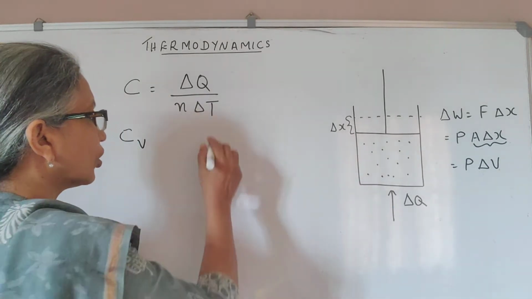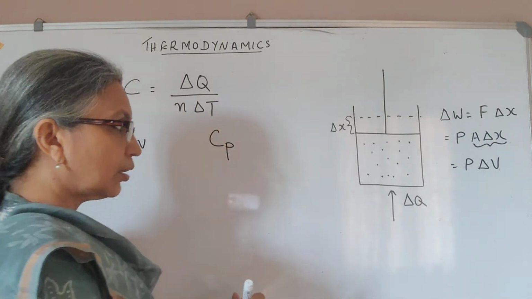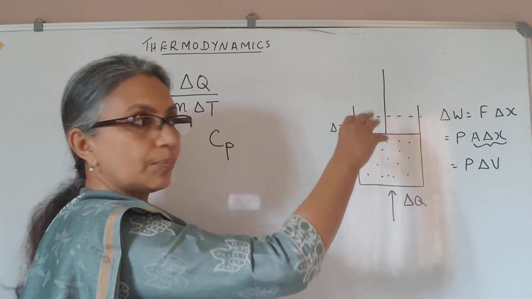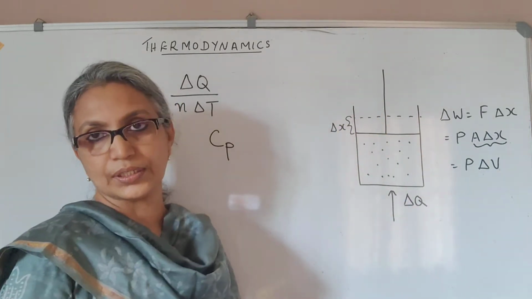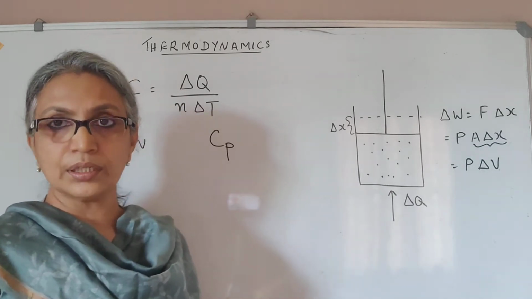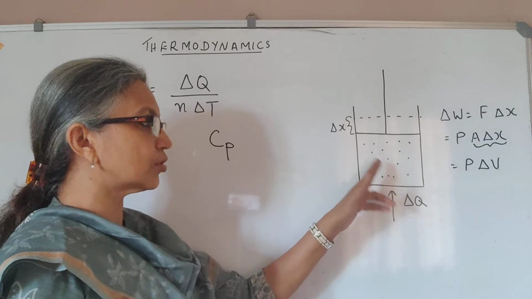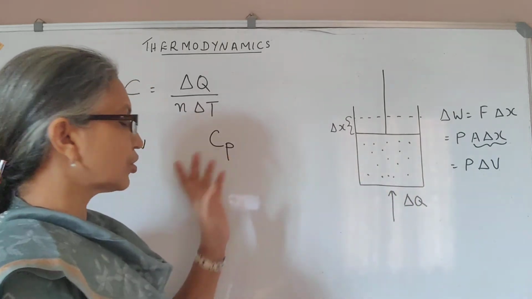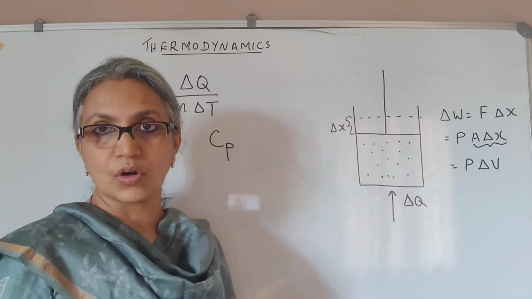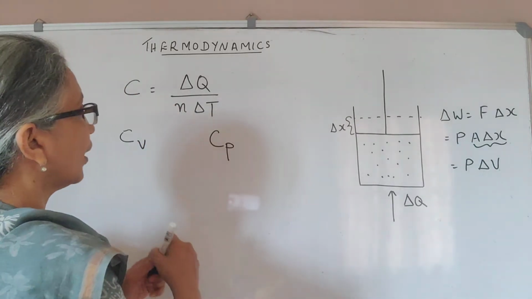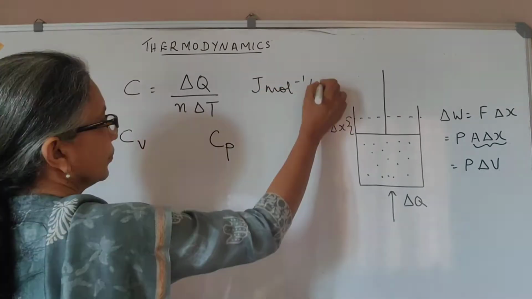On the other hand, you can also do it by keeping the pressure constant. That means the gas is allowed to expand, but the pressure of the gas is kept constant while the heat transfer is taking place. So the quantity of heat supplied to raise the temperature of 1 mole of a gas through 1 unit, keeping the pressure constant, is what you define as the molar specific heat capacity at constant pressure. Both of them have the SI unit joule per mole per Kelvin.